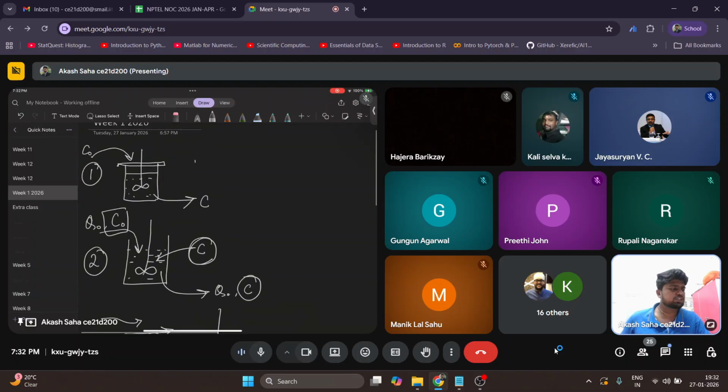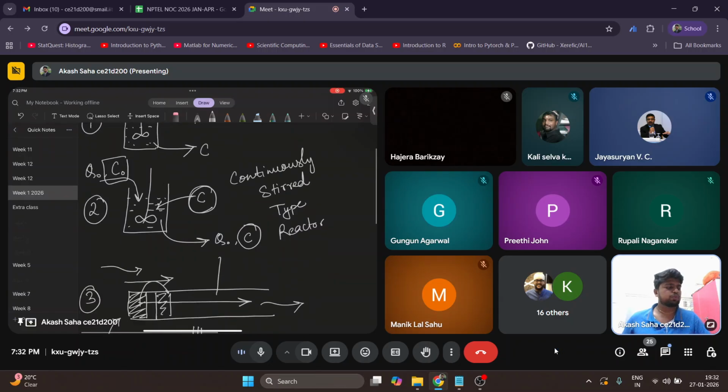So this first one is called a batch reactor. The second one is called a continuously stirred type reactor, and the third one, where the liquid moves laterally, is called a plug flow reactor.